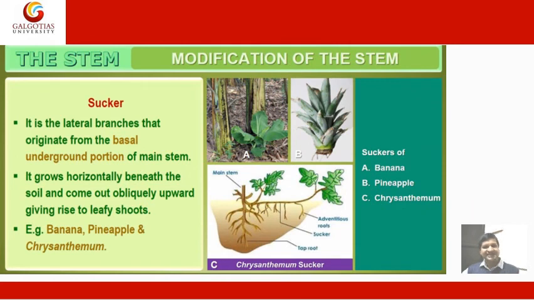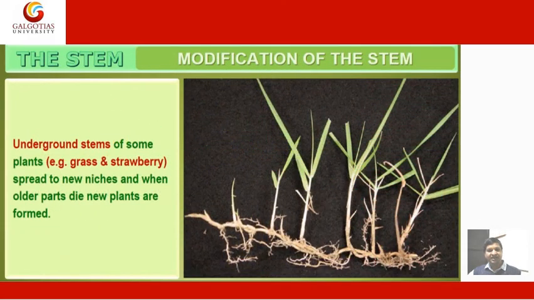Suckers. These are lateral branches that originate from the basal underground portion of the main stem. It grows horizontally beneath the soil and comes out obliquely upward, giving rise to leafy shoots, that is banana, pineapple, and chrysanthemum. Underground stems of some plants, that is grass and strawberry, spread to new niches, and when older parts die, new plants are formed.